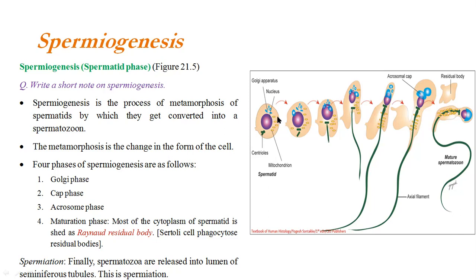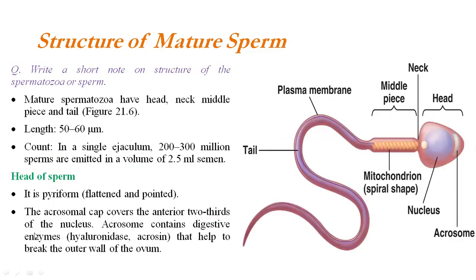Okay. So the Golgi apparatus is still there. You find this as the Golgi phase. It looks like a cap, that is the cap phase. You will see the acrosomal cap is formed, that is the acrosome phase. Okay, and then maturation, which involves the removal of excess cytoplasm in the form of Regaud's residual body.